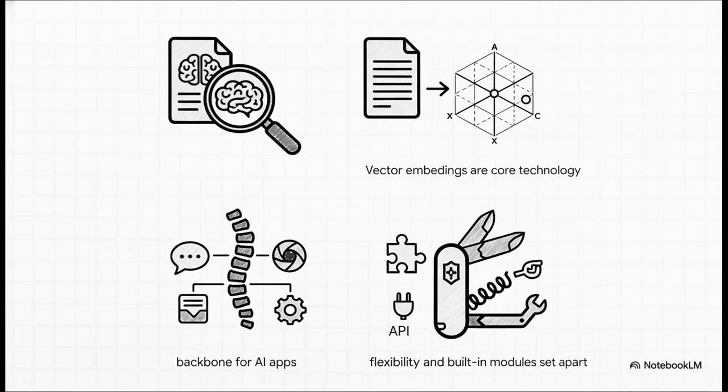All right, so if you remember just a few things from this, here's what they should be. First, Weaviate lets you search by meaning, not just words. Second, the magic behind it all is vector embeddings. Third, it's a super powerful backbone for all these new AI apps, especially RAG. And finally, that unique mix of flexibility and built-in power is what really makes it stand out from the pack.